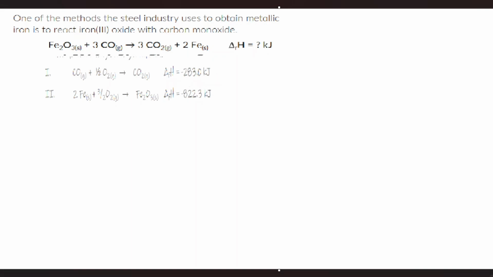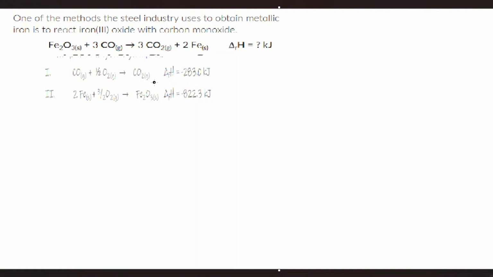So right off the bat, this is a pretty easy question because let's go one by one. Let's look at reaction 1. The reactants are carbon monoxide and oxygen, and it produces CO2. Now we want to keep this. We don't want to flip anything here because CO2 is a product, which is what we want. In our finalized equation, we want 3 carbon dioxides. Here we only have 1. So what are we going to do?